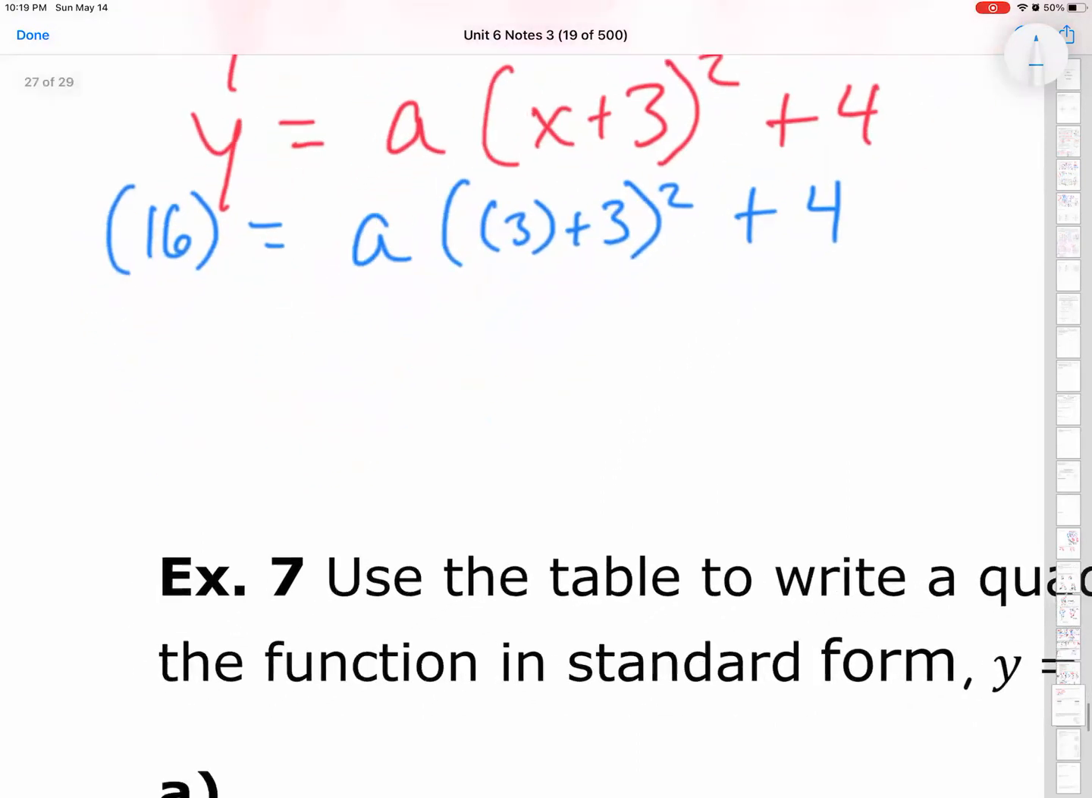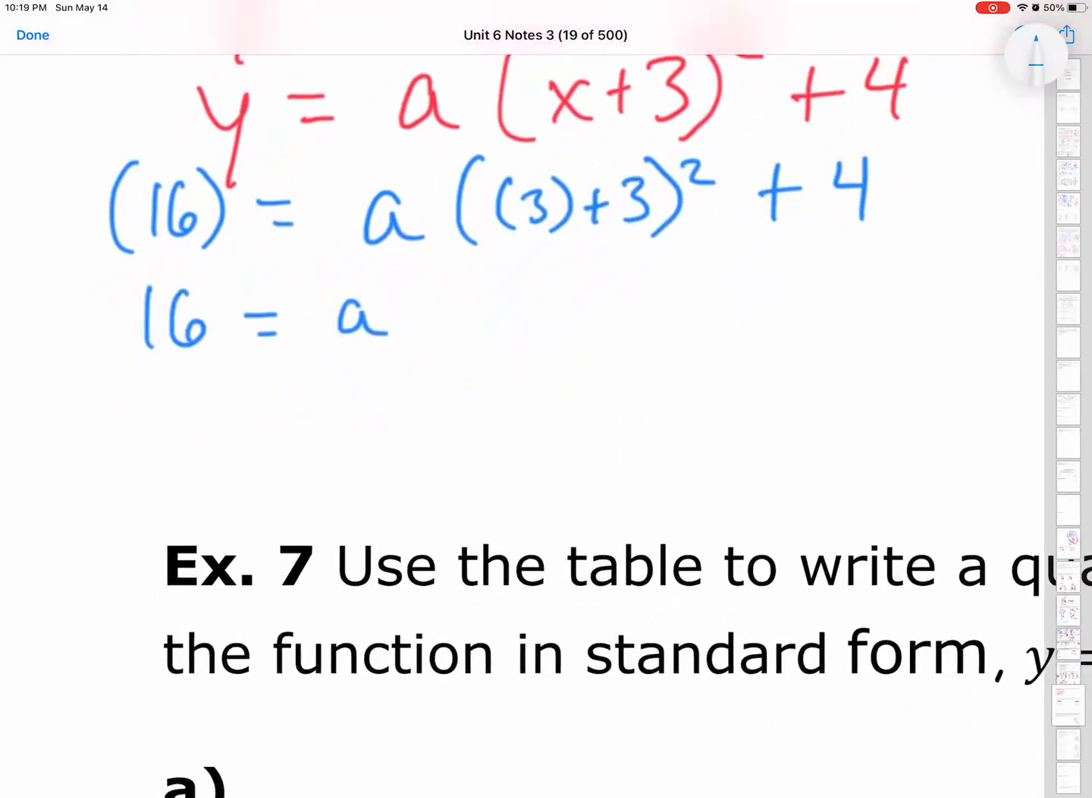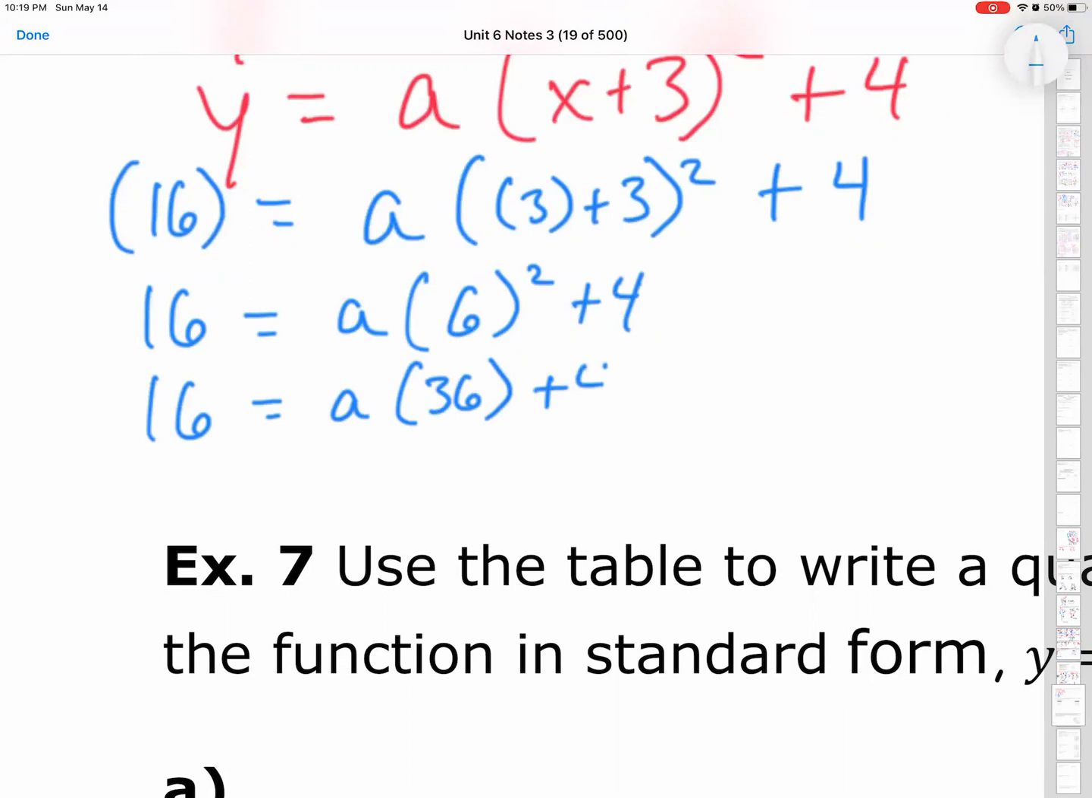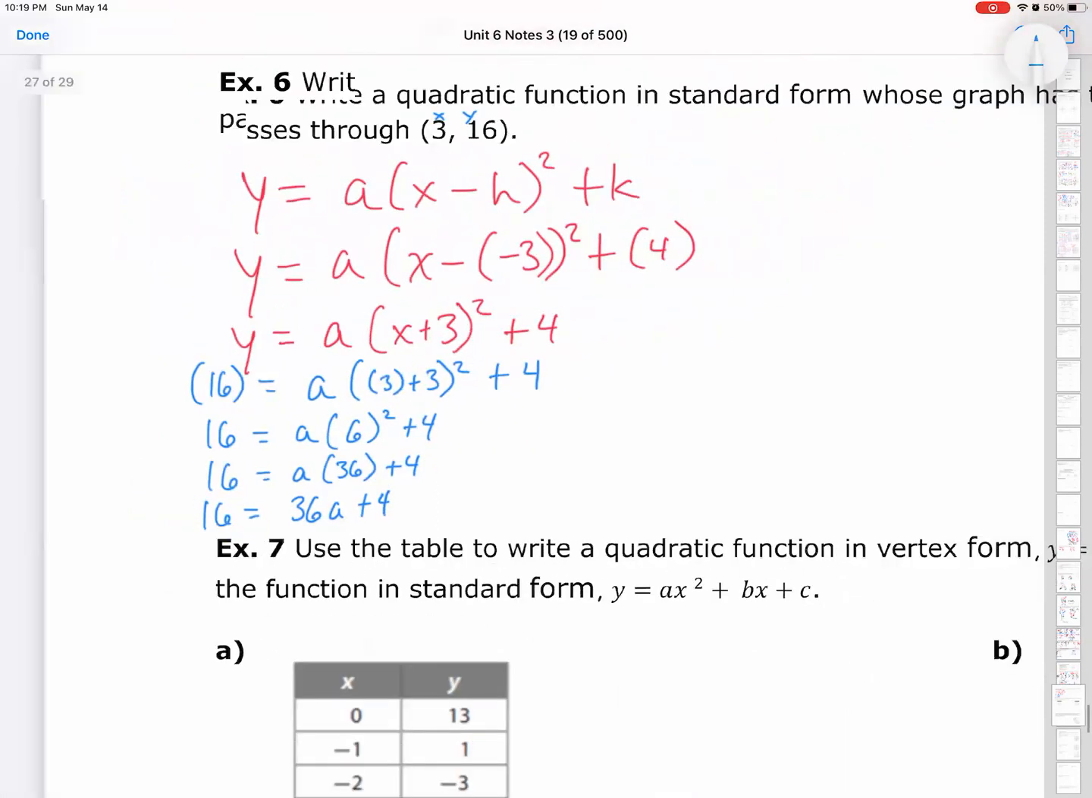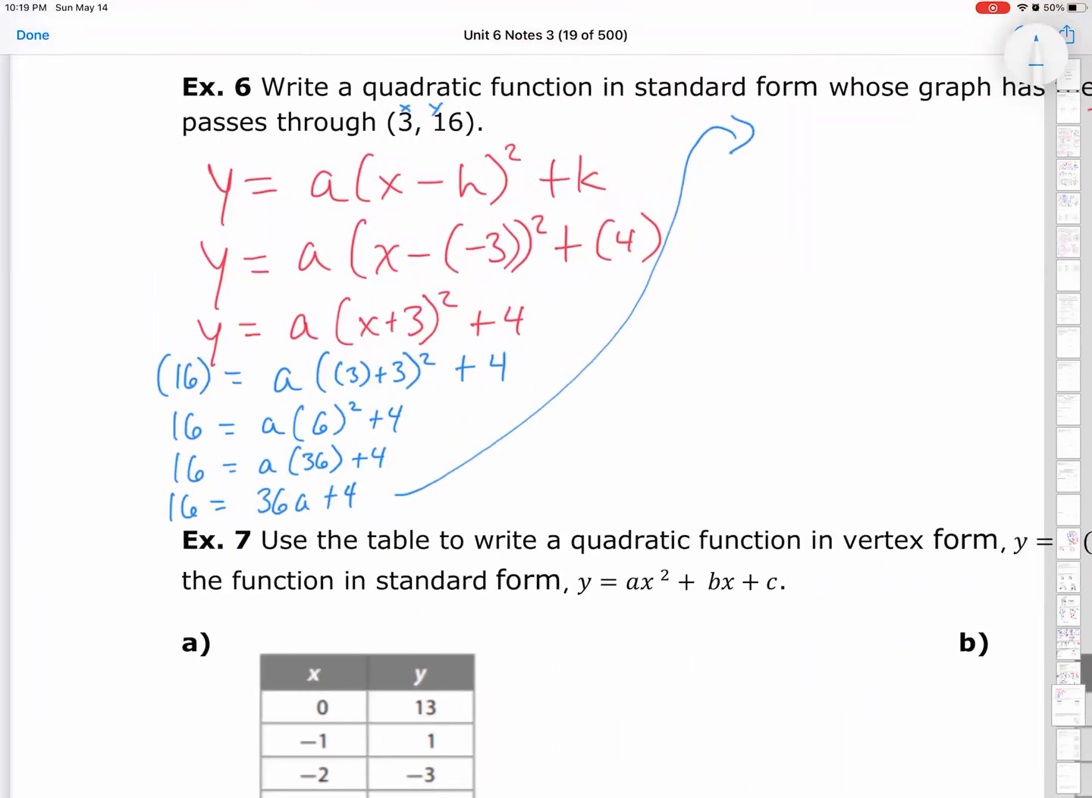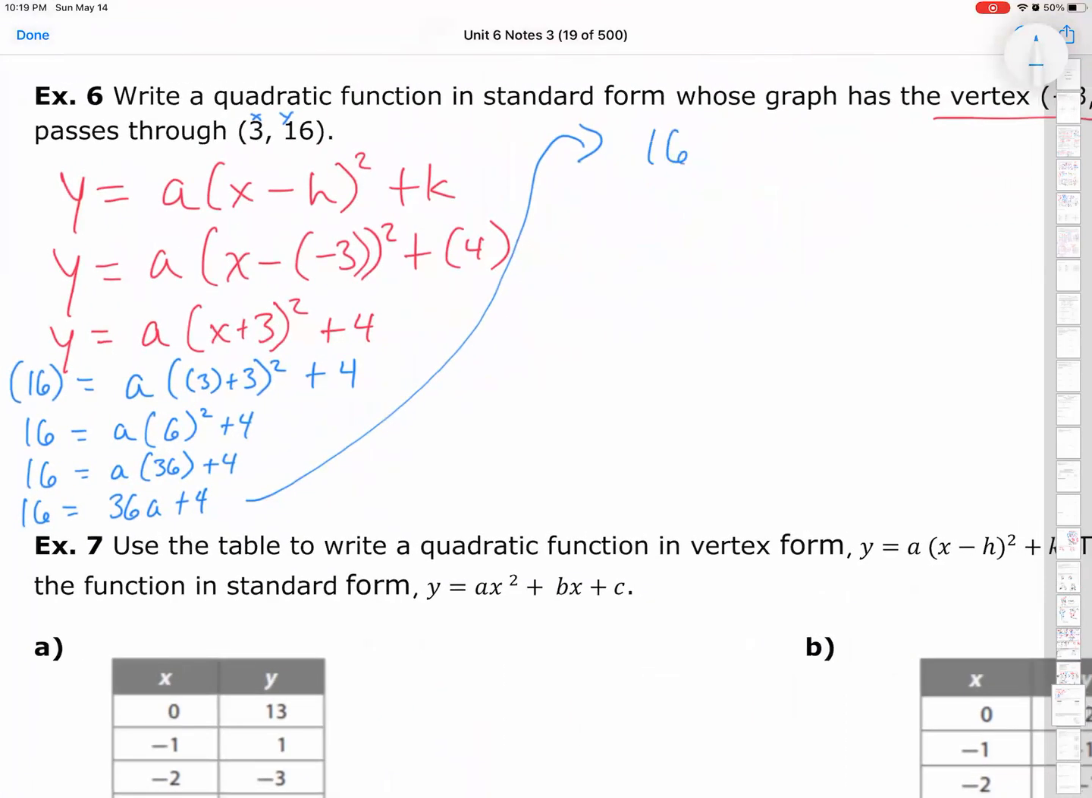Now we can go ahead and solve for A. So we end up with A times 6 squared plus 4. So 16 equals A times 36 plus 4. I'm just going to move that into the front, and then we're going to copy it. So 16 equals 36A plus 4.